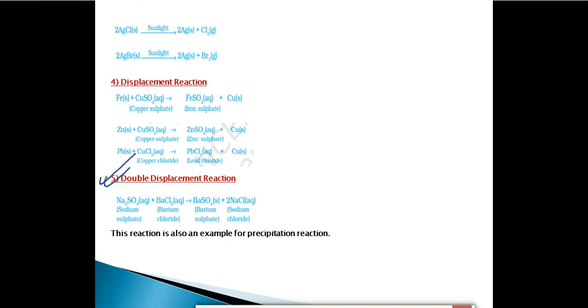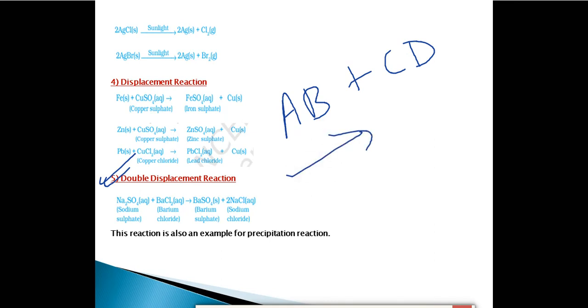The next reaction is double displacement reaction. In double displacement reaction, what happens? Two or more ions will exchange their places and new products will be formed. For example, AB plus CD. In that, 4 ions are given. The 2 ions will exchange their places. A will combine with D to form AD and B will combine with C to form BC. The ions are exchanging their places. So that is called double displacement reaction.